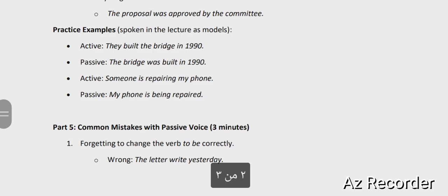Practice examples. Active: they built the bridge in 1990. Passive: the bridge was built in 1990. Active: someone is repairing my phone. Passive: my phone is being repaired.